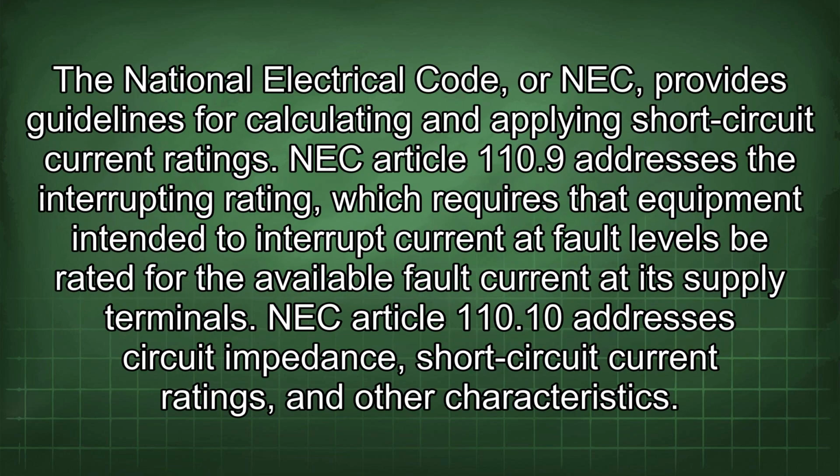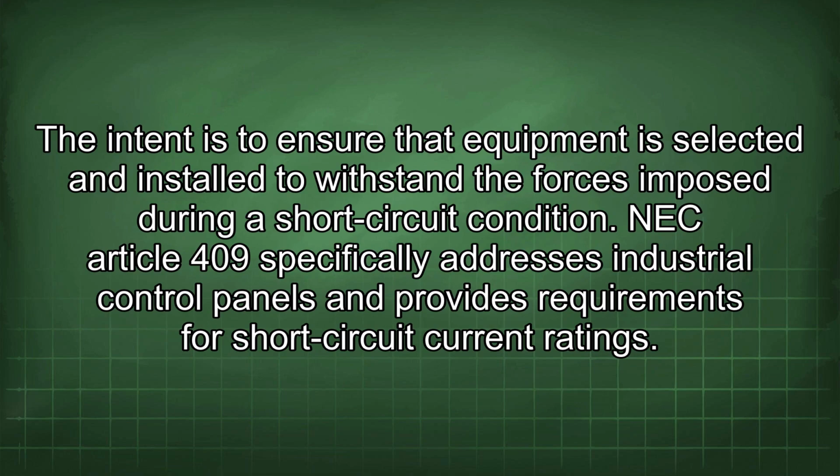The National Electrical Code, or NEC, provides guidelines for calculating and applying short-circuit current ratings. NEC Article 110.9 addresses the interrupting rating, which requires that equipment intended to interrupt current at fault levels be rated for the available fault current at its supply terminals. NEC Article 110.10 addresses circuit impedance, short-circuit current ratings, and other characteristics. The intent is to ensure that equipment is selected and installed to withstand the forces imposed during a short-circuit condition.